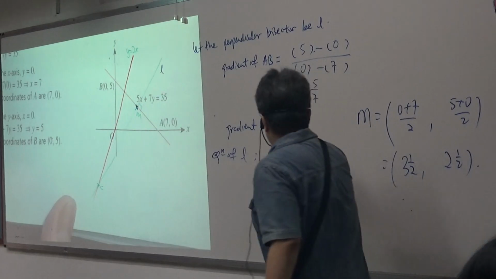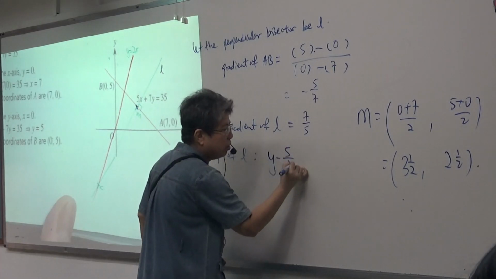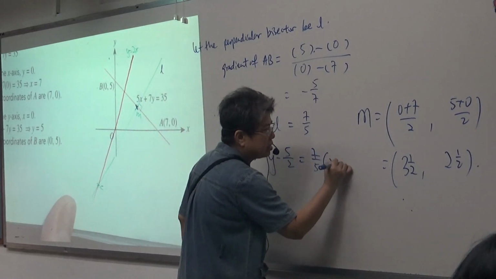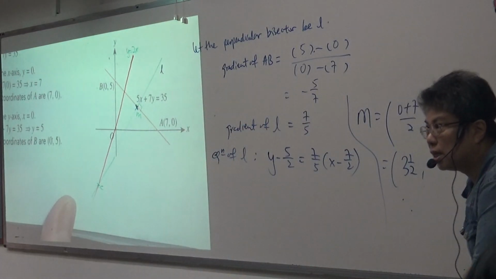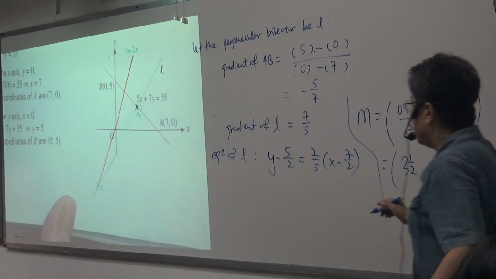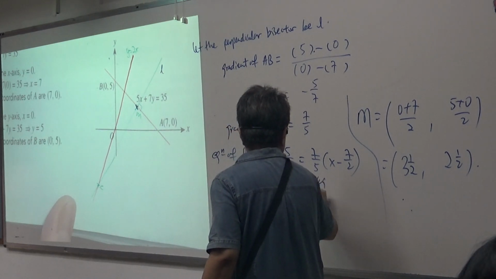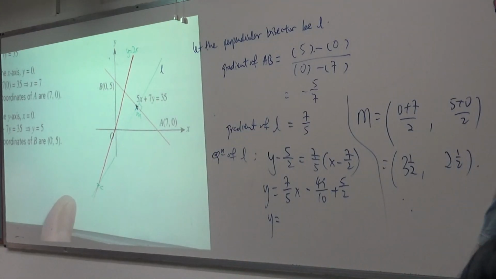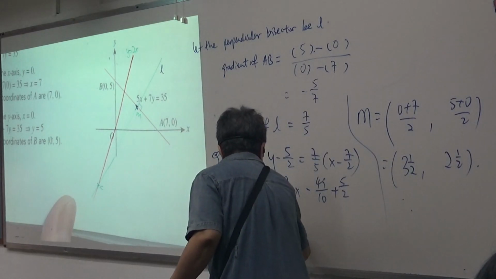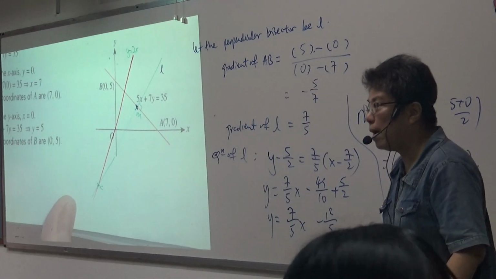I know the gradient, I know one point. The equation will be y minus 5 over 2 equals 7 over 5 times x minus 7 over 2, right? I use the improper fraction. Then I will have y equals 7 over 5x minus 49 over 10 plus 5 over 2. Now, when I simplify this, I will get 7 over 5x minus 12 over 5. This will be the equation of the perpendicular bisector.